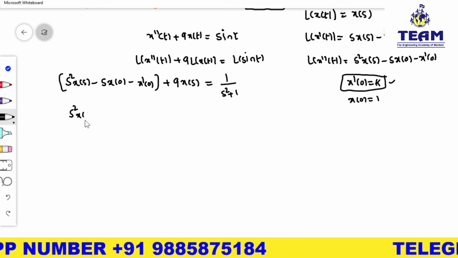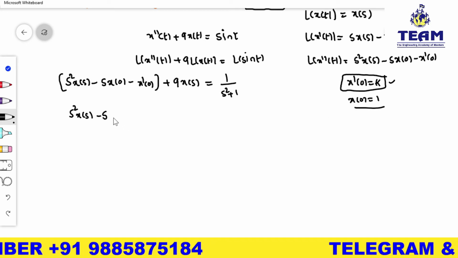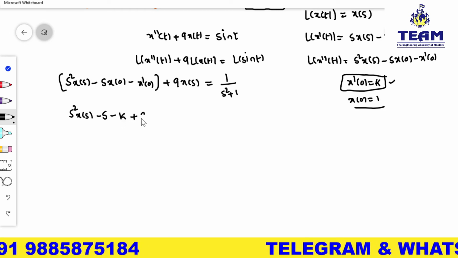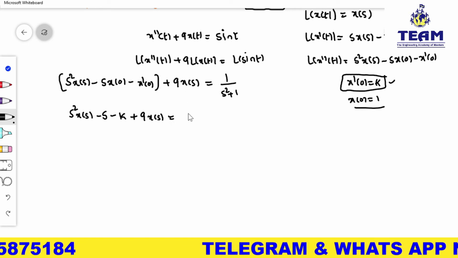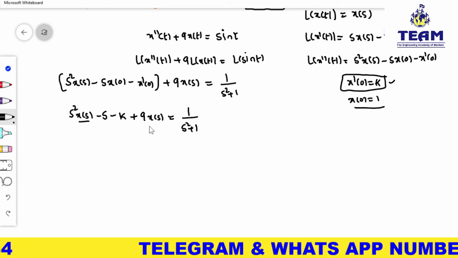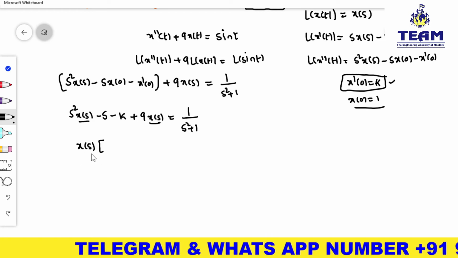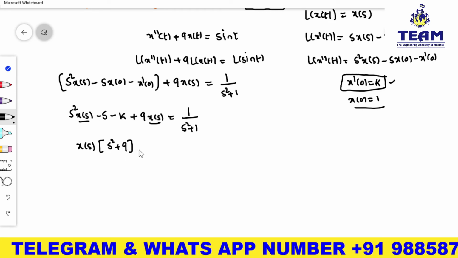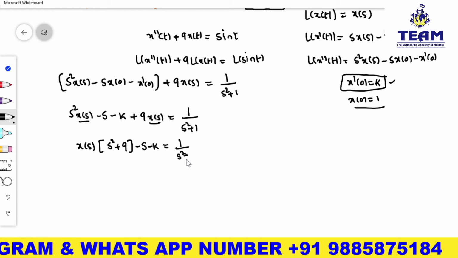Okay. Now I am substituting all these values. S square into x of s is as it is, minus s into x of 0. What is x of 0? It is 1. So s into 1 is s, minus x dash of 0. We don't know it, so we consider it k. Write down that k, plus 9 into x of s, which is equal to 1 by s square plus 1. Now what do you have to do? Take x of s as common from the left side: x of s times s square plus 9, minus s minus k, which is equal to 1 by s square plus 1.